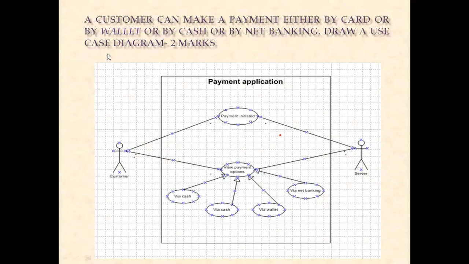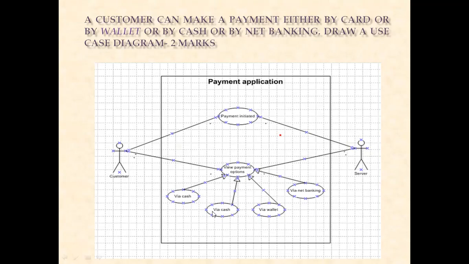If you look at it, the system boundary is the payment application and the primary actor is the customer, wherein I have said that the payment has been initiated. Then you will view the payment options, and you can either pay through cash, through card, through wallet, and through net banking. Please note here, the relationship is neither include nor extend. This is generalization, because cash is a kind of payment, wallet is a kind of payment, and net banking is a kind of payment. So they do not come under any other relationship.